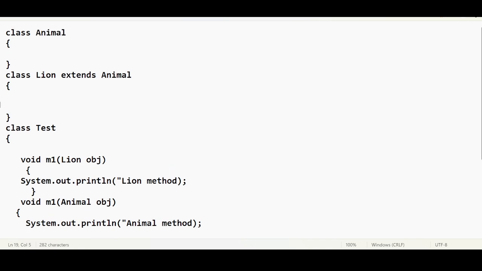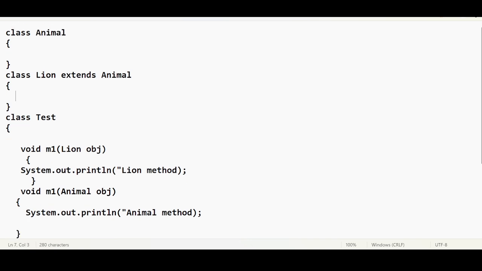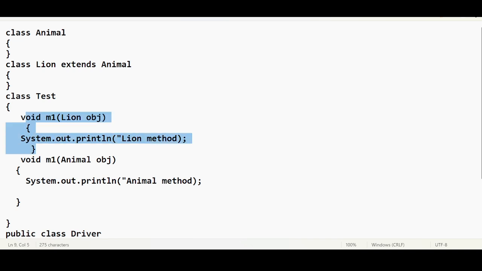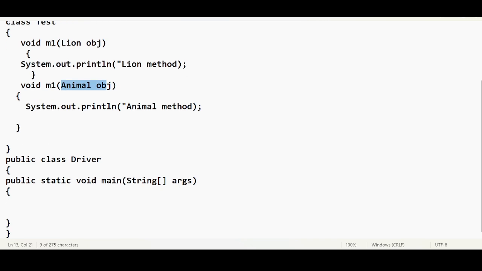The code is very clear. I have the animal class and the lion class, and lion is extending animal. I have another concrete class, the test class, which has two methods. One is accepting lion as an argument, and the second is accepting animal as an argument. I am taking a main method. In this main method, I am creating an object for the test class: Test t equal to new Test.